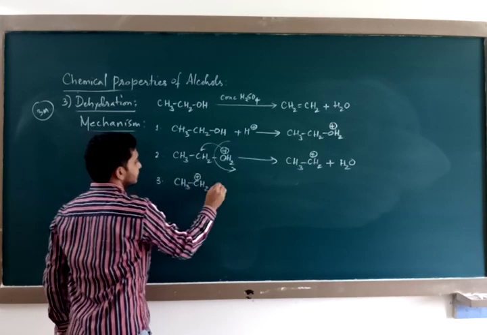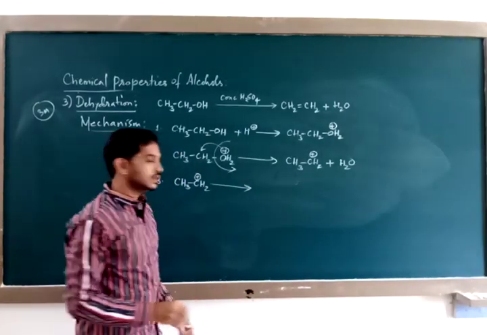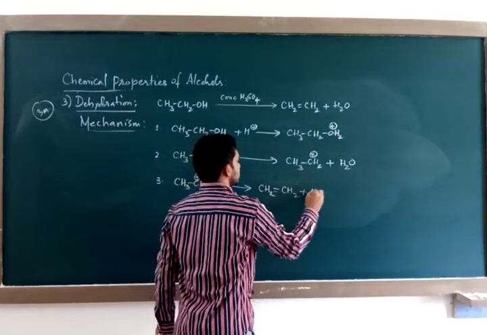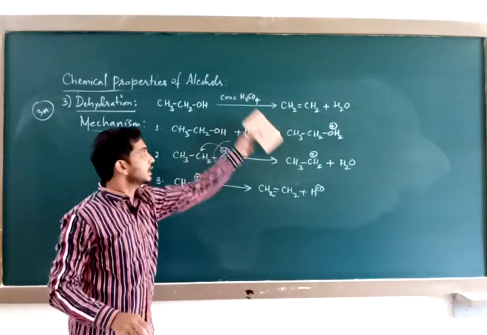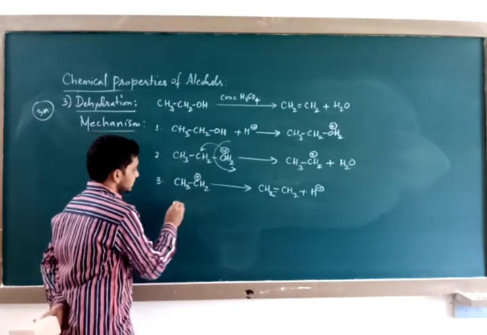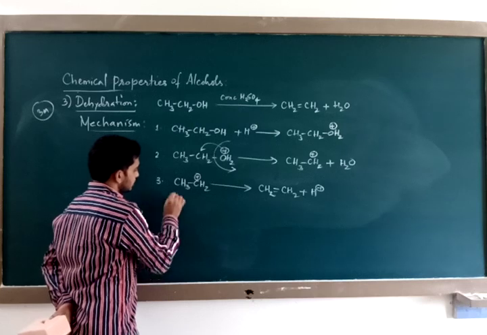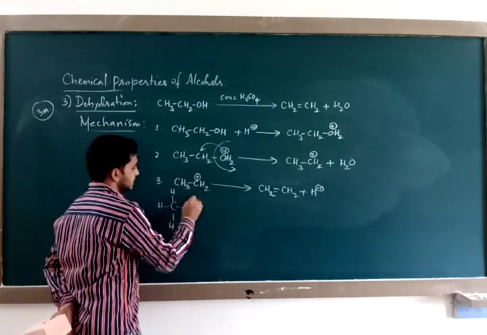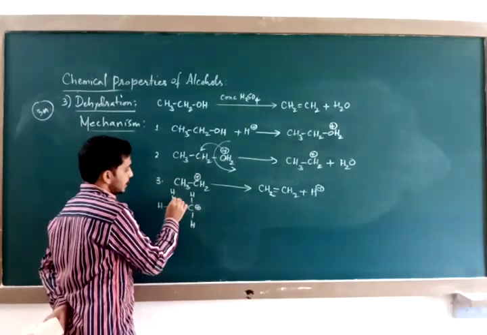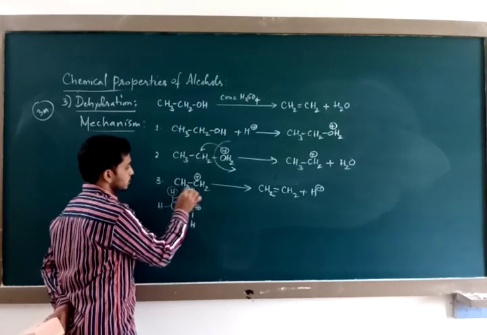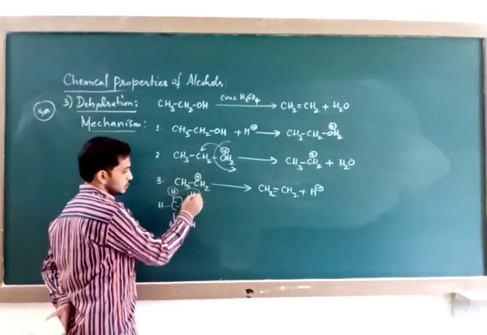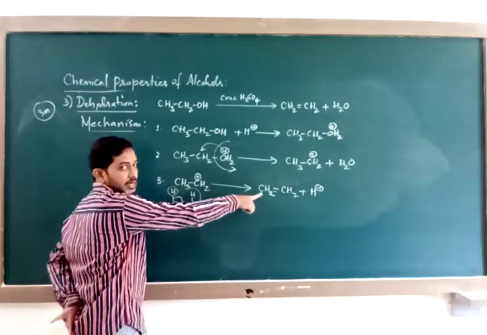ethyl carbocation is subjected to deprotonation, which gives CH2=CH2 plus H+. This H+ can again go and combine with other part to form sulfuric acid. This can be split as CH3-CH2+. So one bond shifts here, the hydrogen along with H+ goes away. So what is left? CH2, this bond shifted here, therefore it became a double bond.